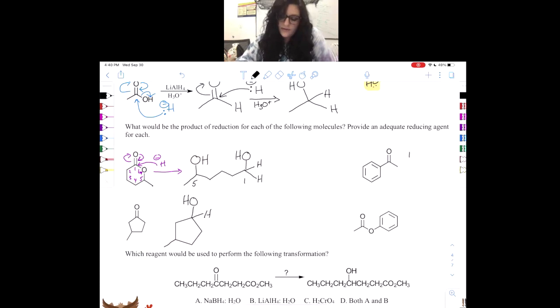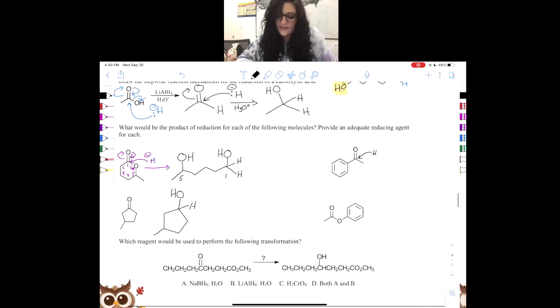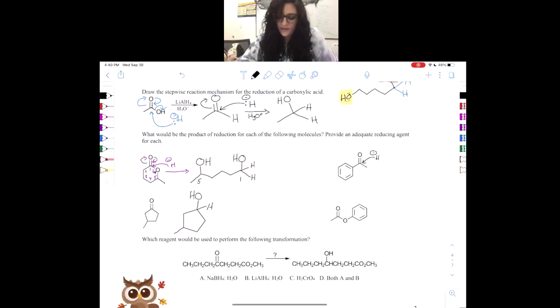Moving on to this one right here, the H-, just like the last one we did, will attack. I don't know why I said H+. And the benzene ring will stay exactly the same. It's not going to change. The only thing that will change is we add a hydrogen to that carbon, and we turn the carbonyl into an OH.